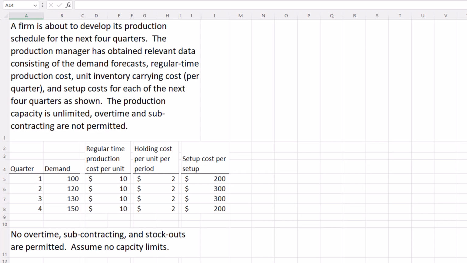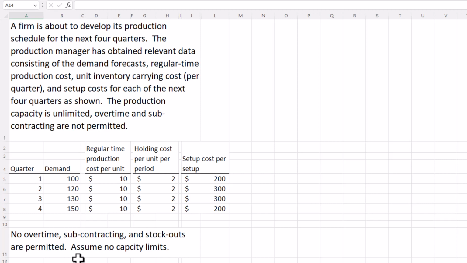So we have the 4 quarters. Quarter 1, quarter 2, quarter 3, quarter 4. Demand forecasts are 100, 120, 130, and 150 units per quarter. Regular production costs per unit are the same over the 4 quarters and it's $10 per unit. Holding cost per unit per period is $2 and it's the same for all 4 quarters.